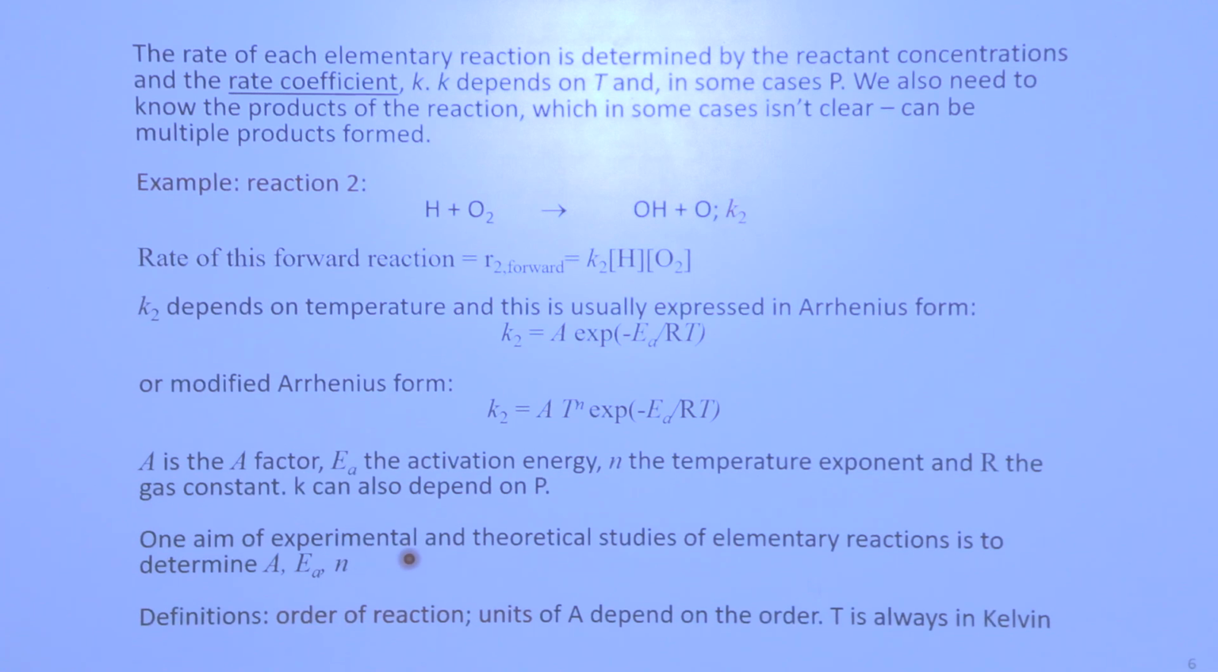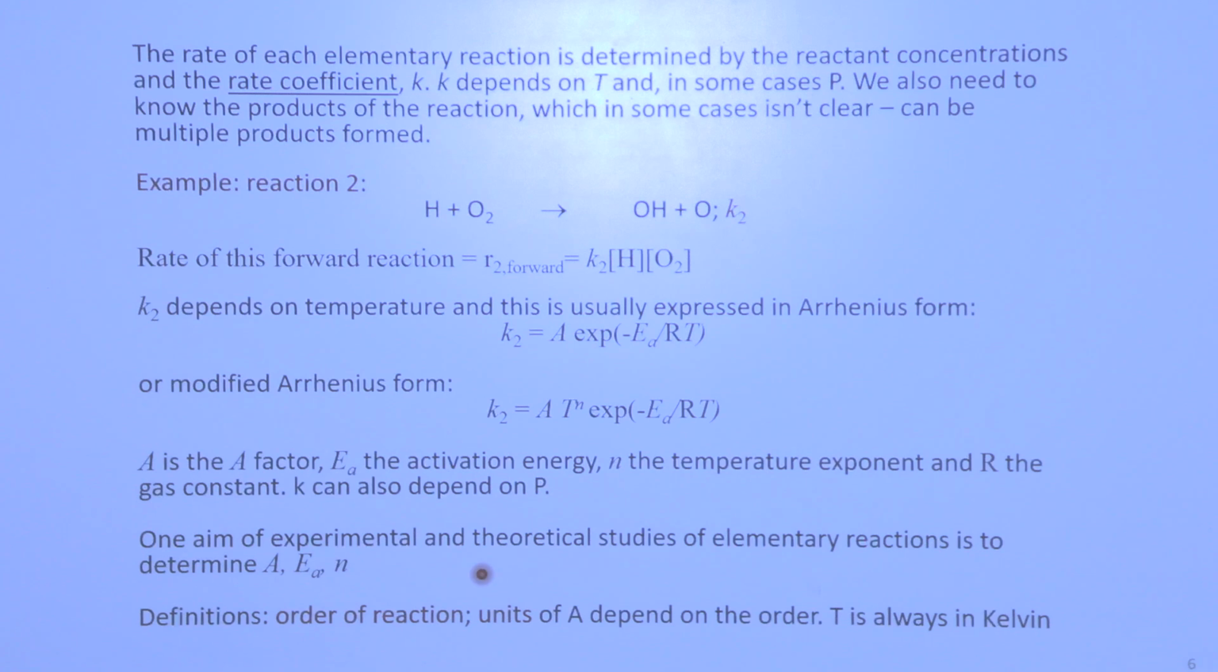And one big aim of the chemical kinetics community is to try to figure out these numbers. What's the A, what's the EA, what's the N for some particular reaction? And sometimes we really care. Like for this reaction, if you change this K by 10%, you get wildly different predictions of what would happen in a combustion system. So it's a really, really important number.